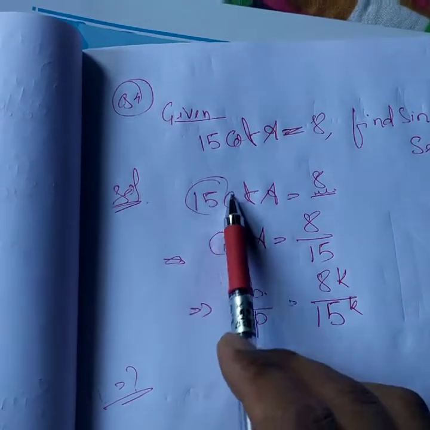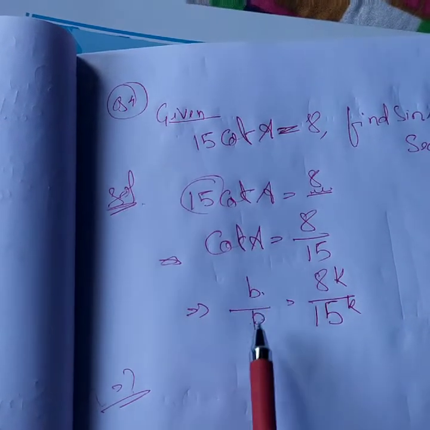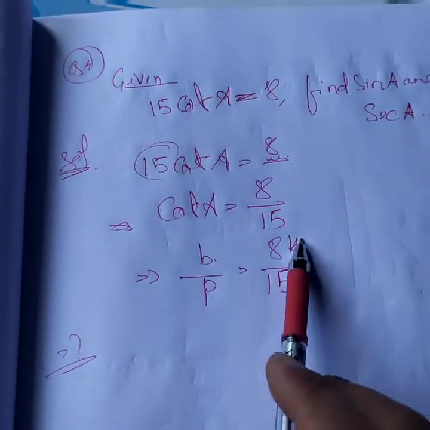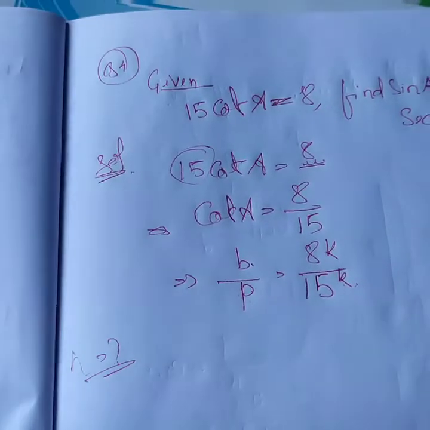15 cot A equals 8, just cross multiply this 15 here. So it will be 8 by 15. Cot formula is what? Base by perpendicular. Just put k and k here, I've told before. So which value is missing here? The hypotenuse value.